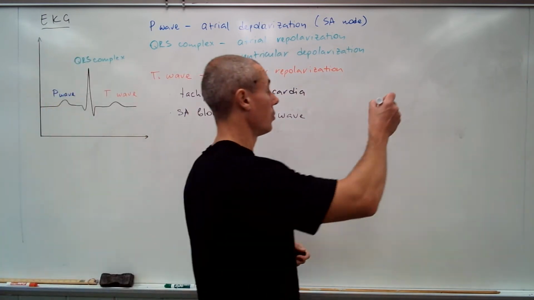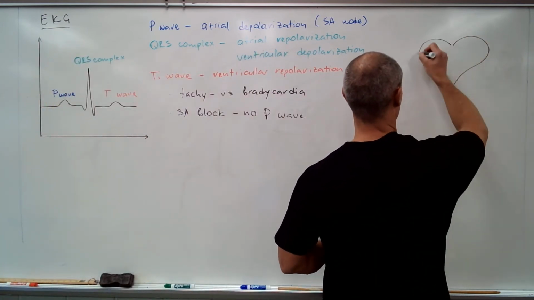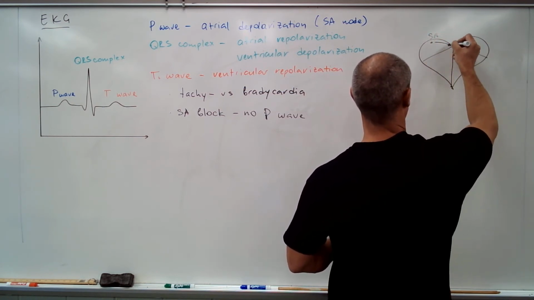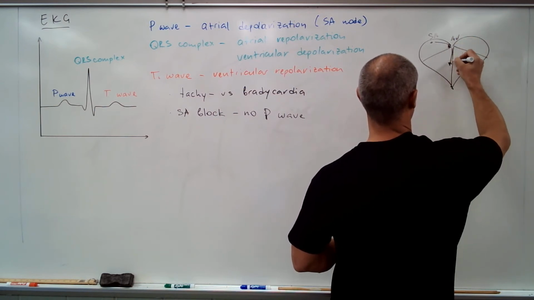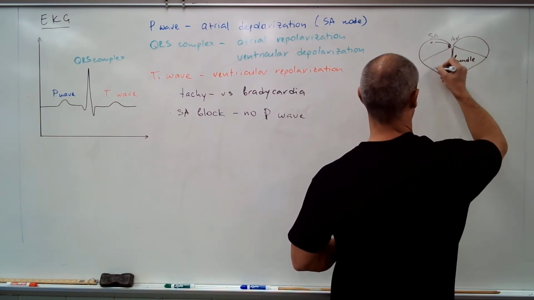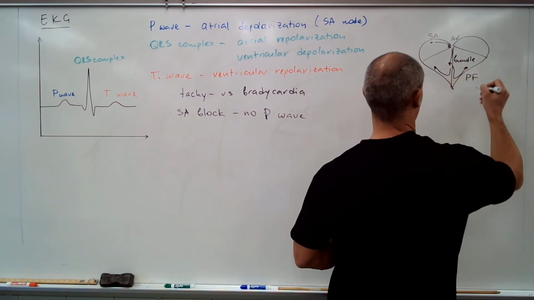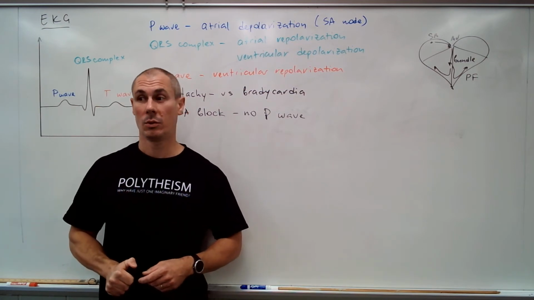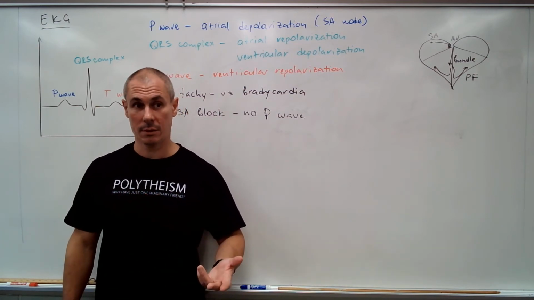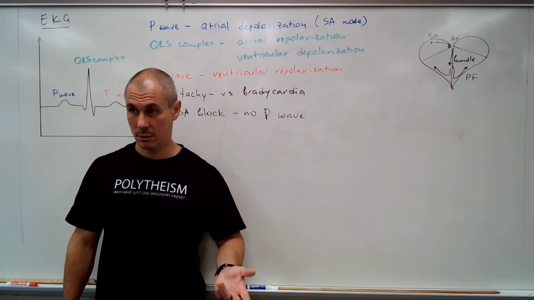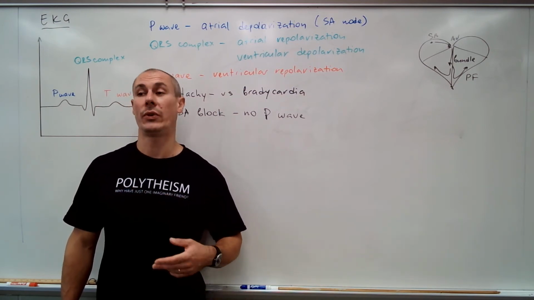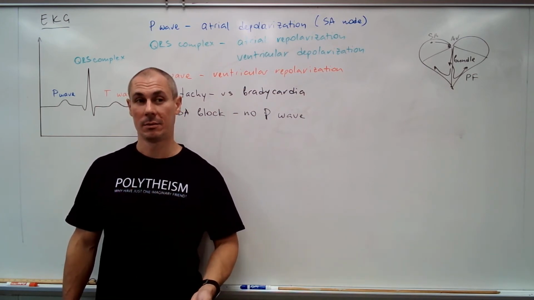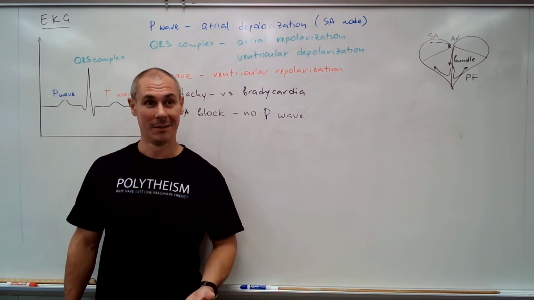I'm going to put a little drawing here, okay? SA, AV, bundle, and then Purkinje fibers. So if your SA node doesn't work, will your atria depolarize? No. If they don't depolarize, will they contract? No. If atria do not contract, are you going to die?